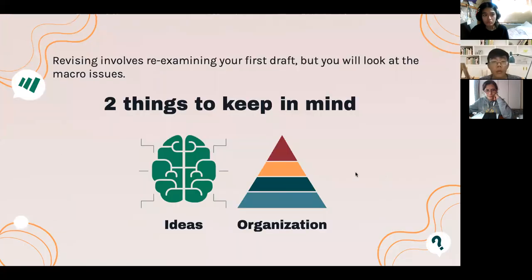Basically, revising involves re-examining your first draft, but you will look at the macro issues. At this stage, we would like you to keep two things in mind. First is ideas, and the second one is organization. Mia and Shafi also said grammar, and I think that grammar may be at another stage of the process, not the revising stage. The revising stage will be looking at the more macro issues, the bigger issues.